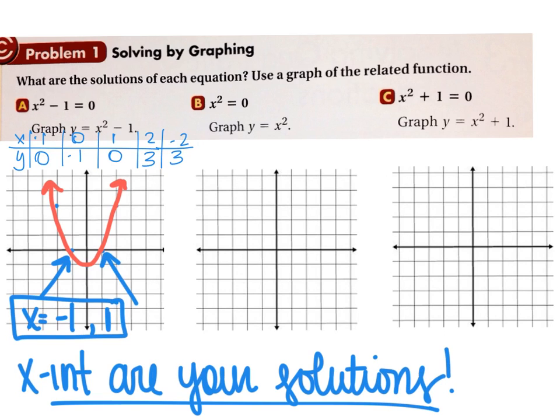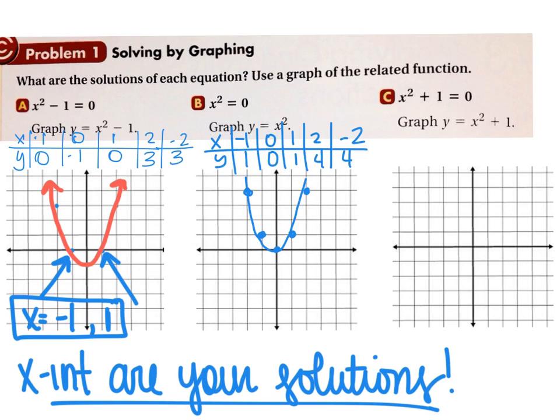So the second one, again, you're going to make a table. Let's make the same table. So x, y, and let's choose the same numbers: -1, 0, 1, 2, and -2. If I square -1, I get 1. Square 0, I get 0. 1 squared is 1. 2 squared is 4. -2 squared is 4. And then graph those: (-1, 1), (0, 0), (1, 1), (2, 4), (-2, 4). All right, when you connect those, the only x-intercept is 0, so that's my answer.